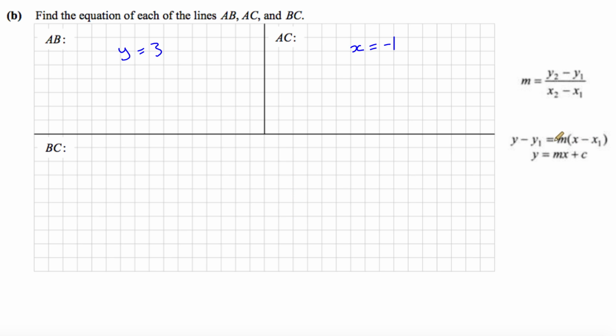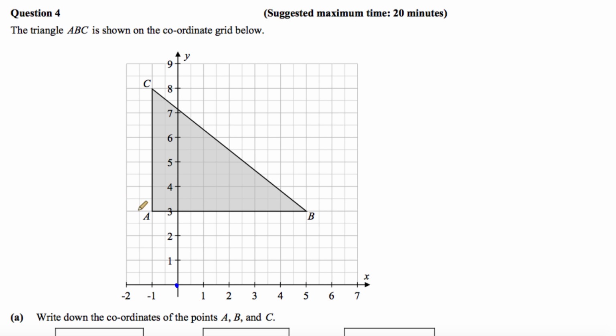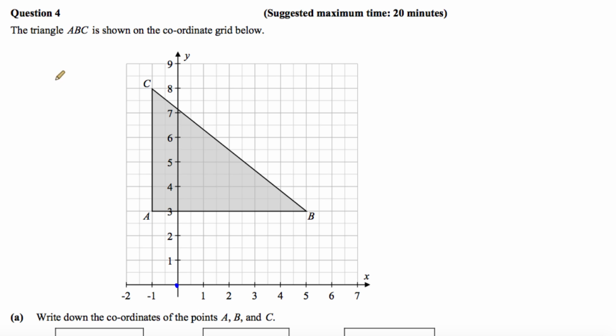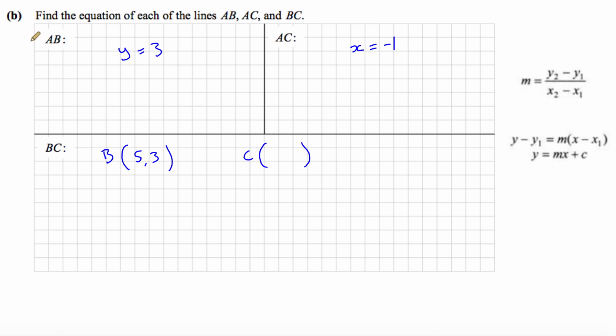Okay, so to use this formula we need to know m, and m is the slope. So we have another formula then here for finding the slope m. So we're going to use this first to find the slope of the line BC. So we're going to write down the coordinates of B and the coordinates of C first of all. So if we remember, B was 5, 3, and the point C was minus 1, 8.